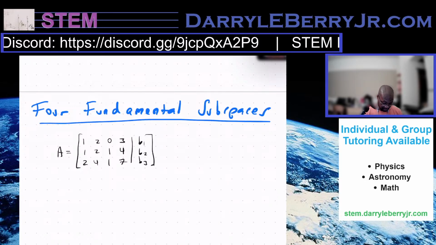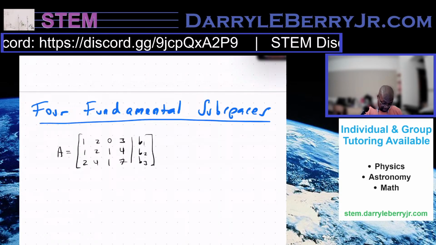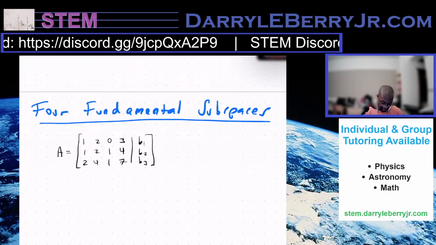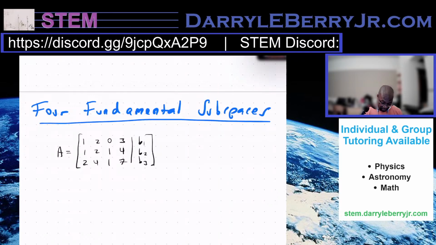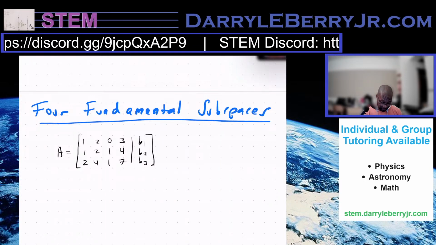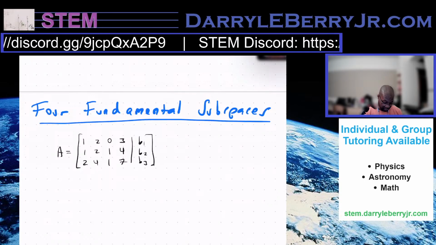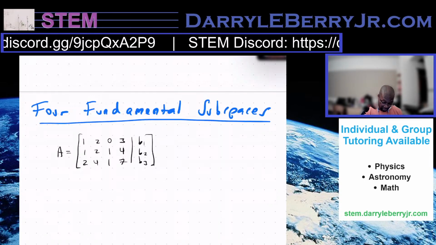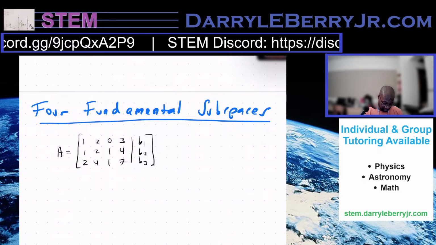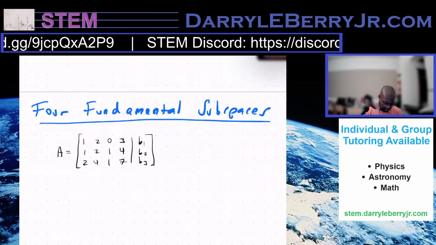The row space is the rows of the reduced form, except the zero rows. So the rows of the reduced form, except the zeros, is the row space. So the row space of A equals 1, 2, 0, 3, and 0, 0, 1, 1. So this is the row space.